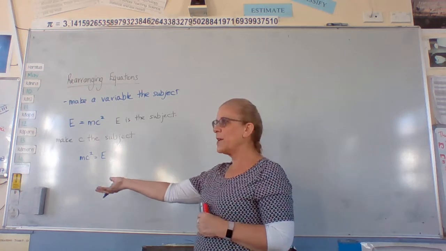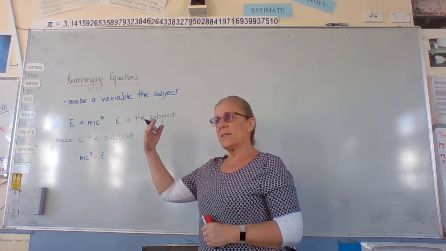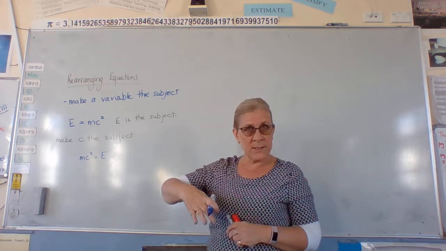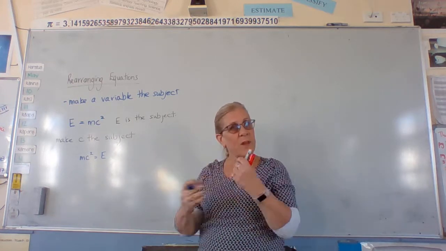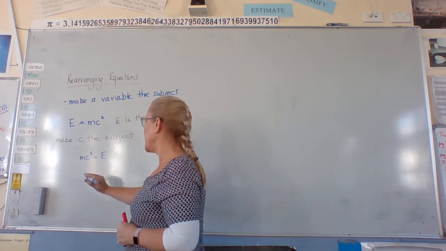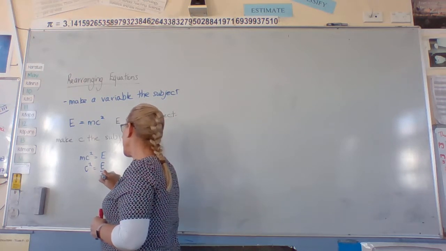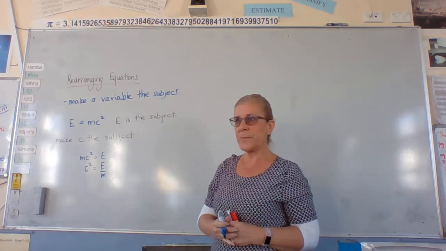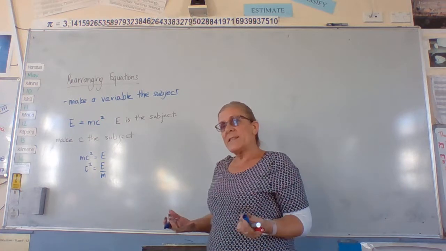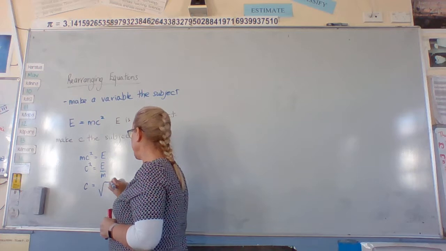If it's multiplied over there, it divides on the other side. If it's added over there, it subtracts. If it's a square, it's a square root. So we do all of those procedures. First of all, I'm going to get rid of the M. It's being multiplied by the C squared. So C squared equals E over m, because we like to have it over. Now I need to get rid of the squared, so I take the square root.